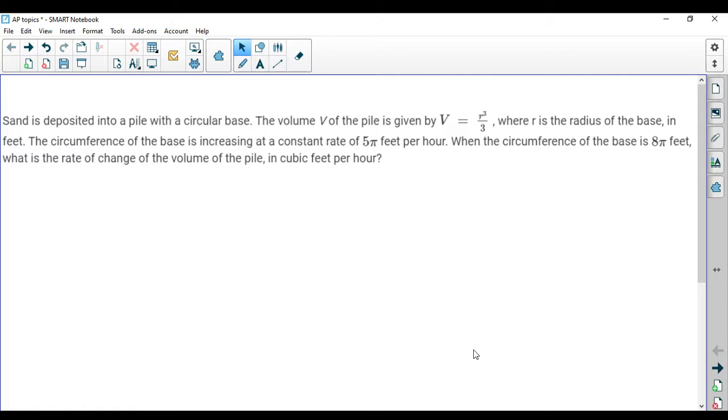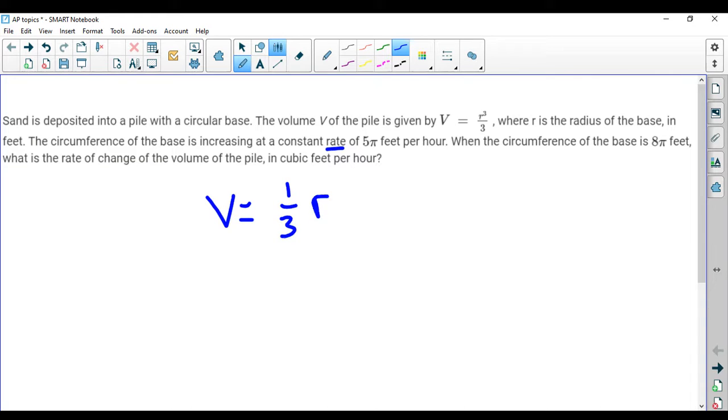The first thing for this problem is to identify it as related rates. It sounds kind of stupid, but that's important. Obviously, this word right here tells you that it's a related rates question. With all related rates questions, we start out with a regular equation, which is given. It said the volume of this pile is r cubed over 3, so I'm going to rewrite it so my constant is separate.